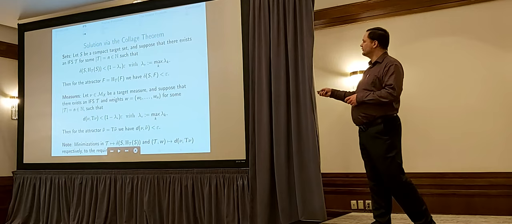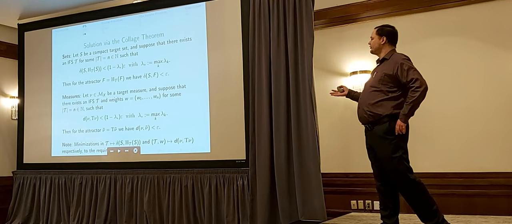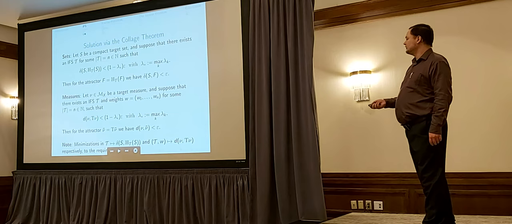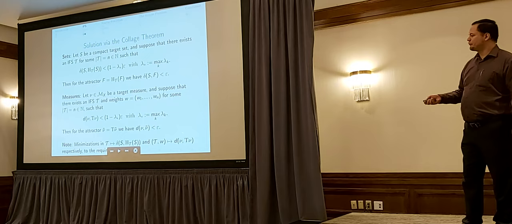For measures, the Collage theorem is very similar, and of course this makes resolving the inverse problem a lot easier computationally. Yeah, that's basically what I explained here, that we are optimizing in the IFS parameters.